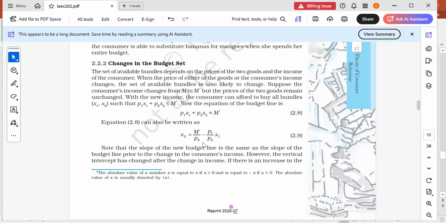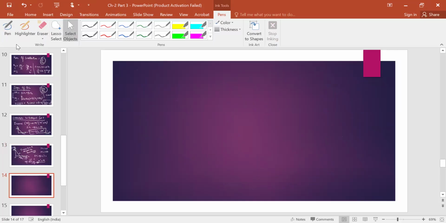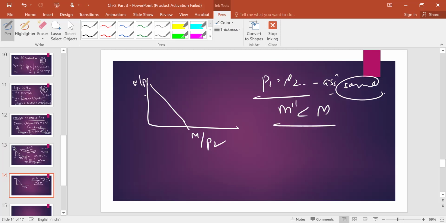This is about the changes in the budget set. Similarly, if the income falls, even with the prices of goods staying the same, then the intercepts are m double dash by p2 and m double dash by p1, and the budget line shifts inward.